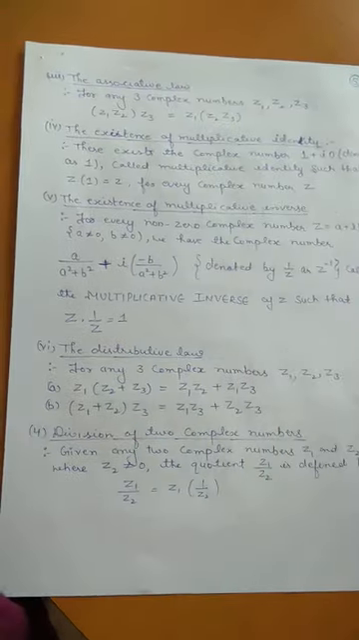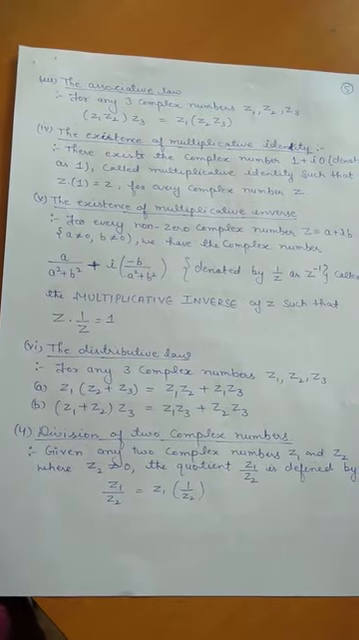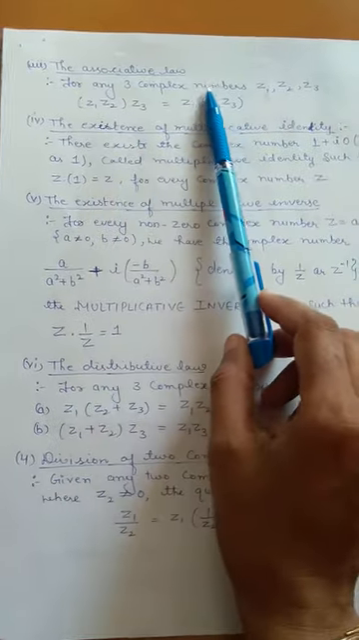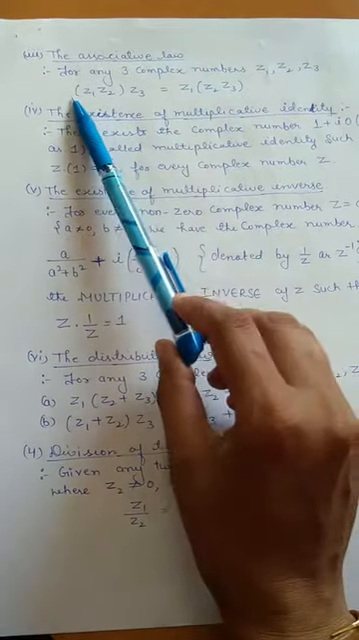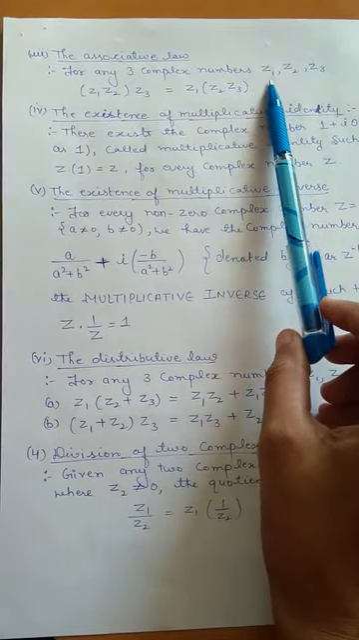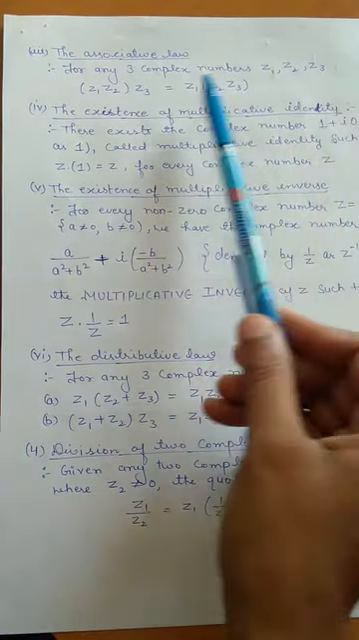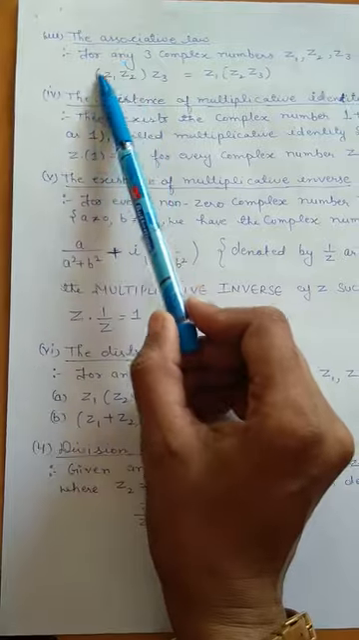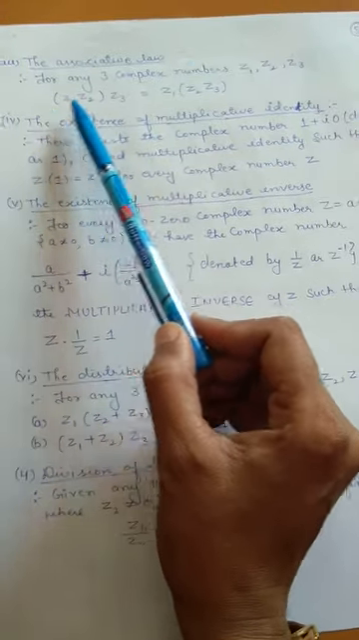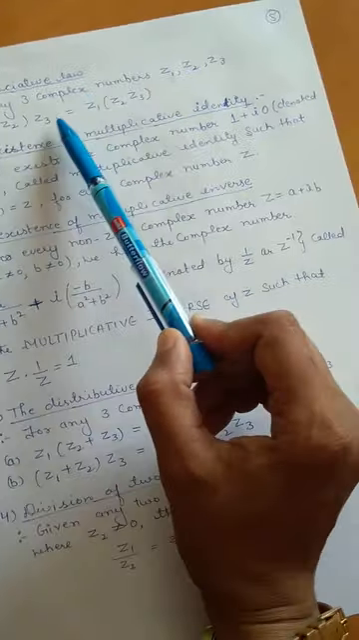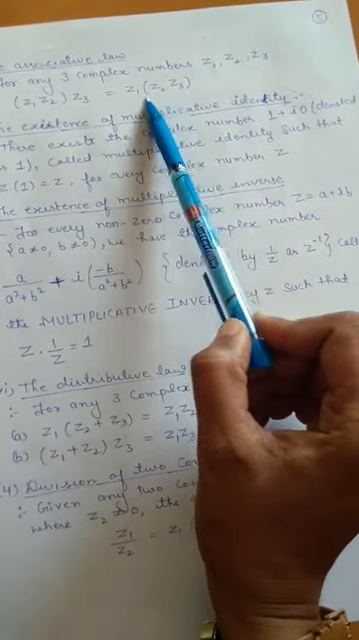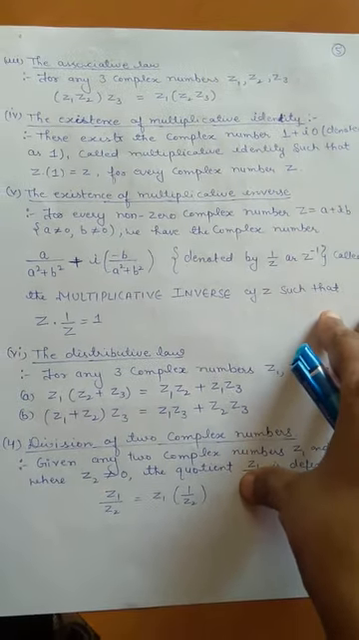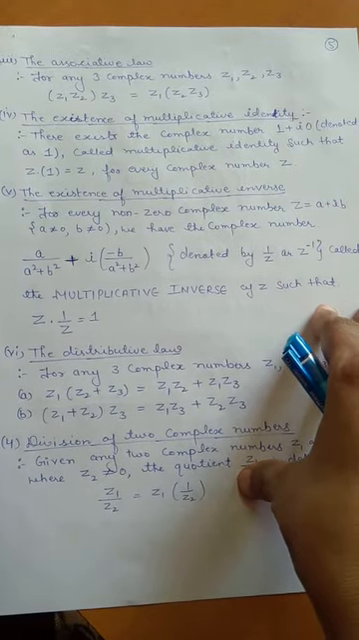Now the next is the associative law, and in this associative law, for any three complex numbers z1, z2 and z3, if we find the product of z1 and z2 first, and then find the product with z3, or we do it in the other form, always we will get the same answer.